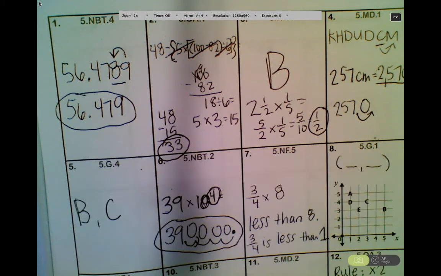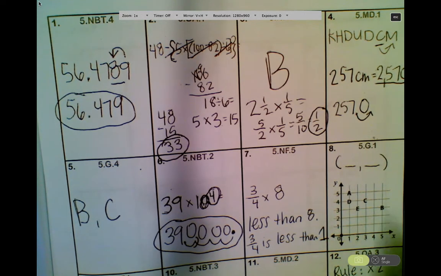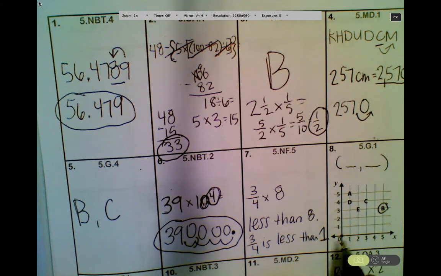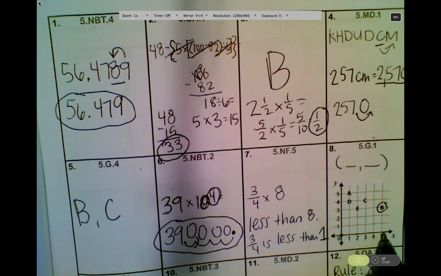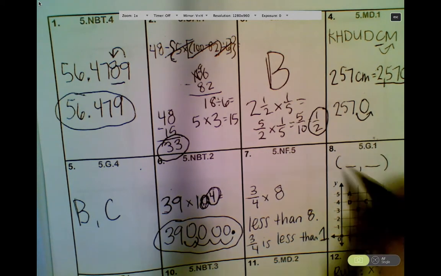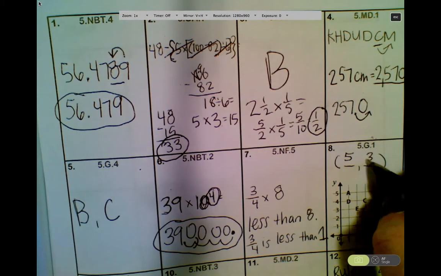Number 8. What ordered pair represents point B? So here's B, and we know we start here at the origin at 0. We go over to 5 and up 3. So our coordinates are 5, 3.